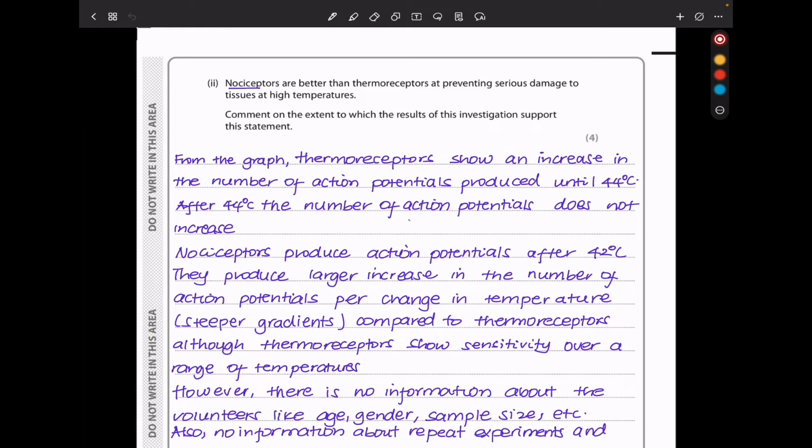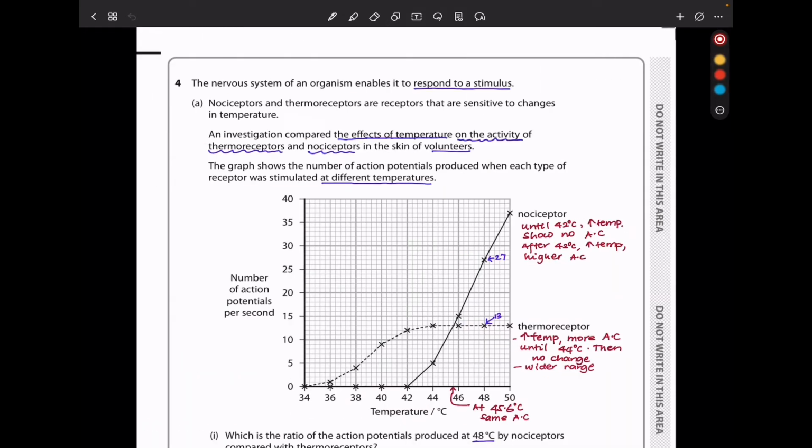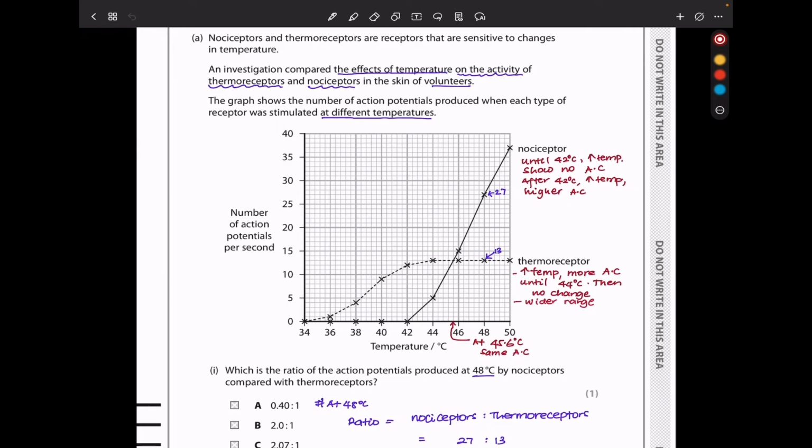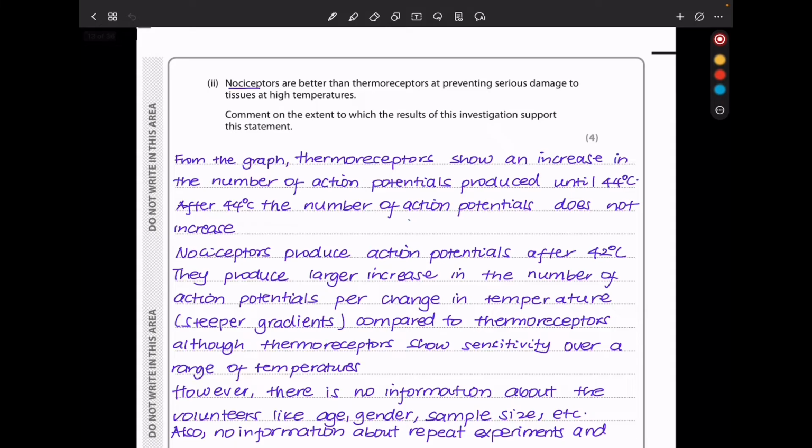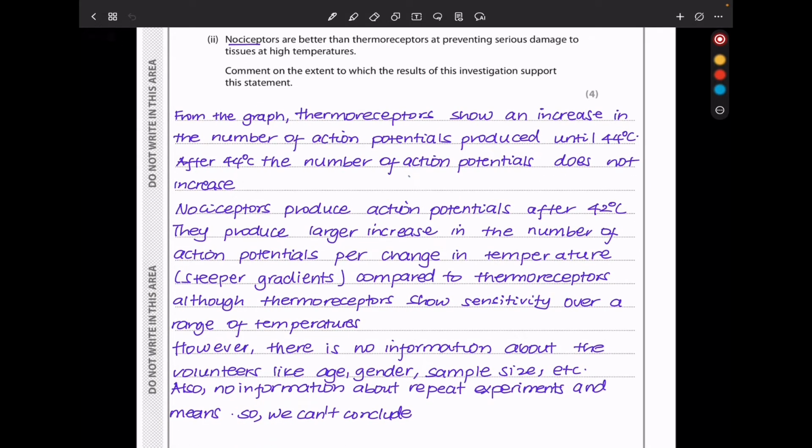And next they say nociceptors are better than thermoreceptors at preventing serious damage to tissues at high temperatures. They say comment on the extent to which the results of this investigation support this statement. This is true from the graph we saw. If I take you back, nociceptors are better at detecting changes, or they show greater action potentials at higher temperatures in comparison to thermoreceptors.